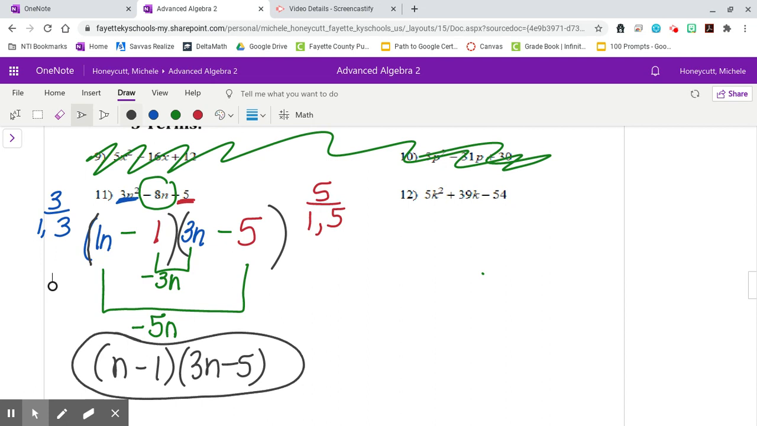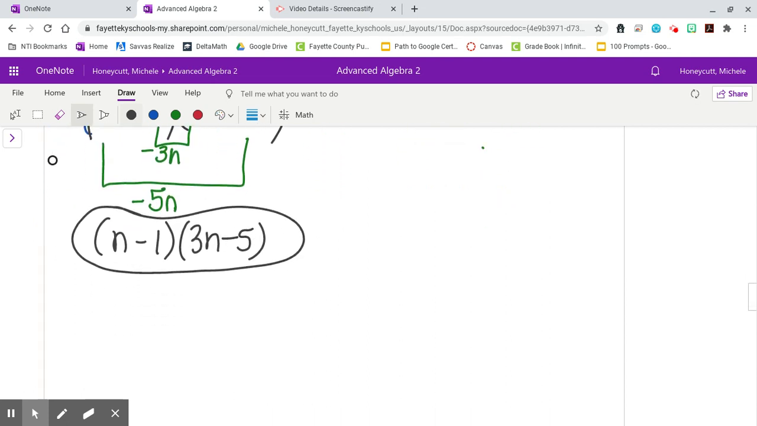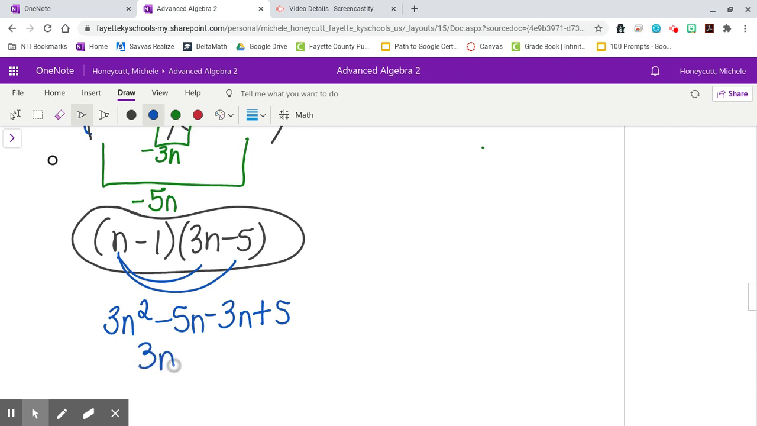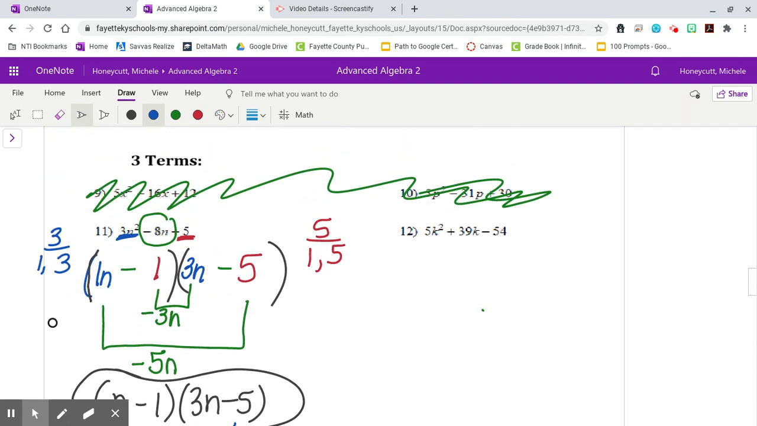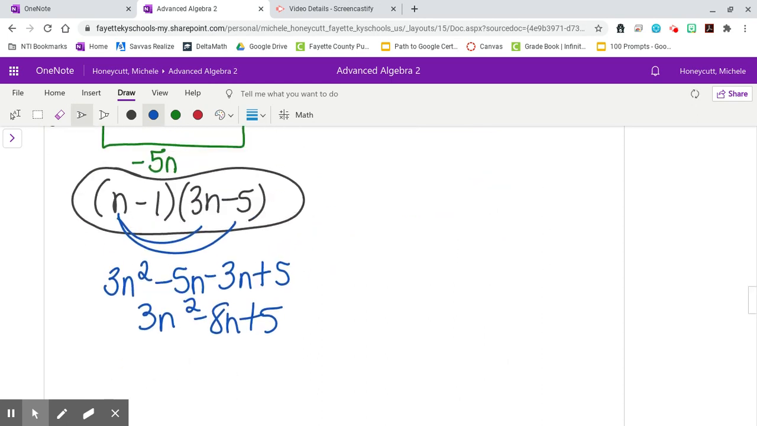Now, if I want to check my work and see if I am correct, I can multiply this back out and see if I get the same as the question. So n times 3n is 3n squared. n times negative 5 is minus 5n, minus 3n plus 5, combine like terms. 3n squared minus 8n plus 5. Is that the same as the question? 3n squared minus 8n plus 5? Yes, it is. So that means the factorization I did is correct.